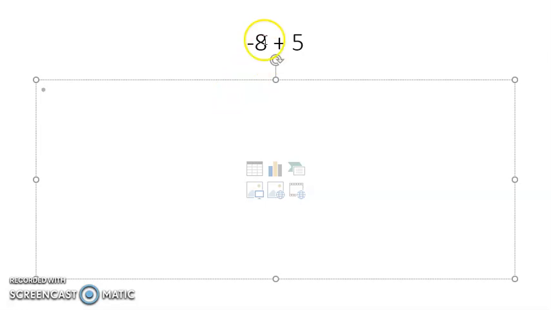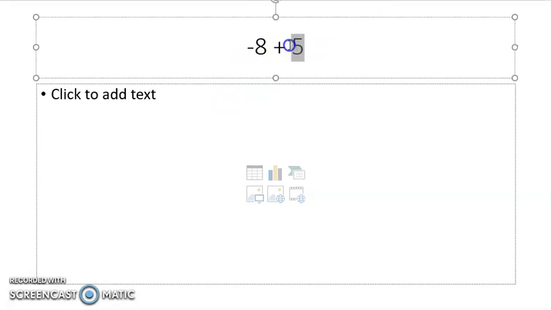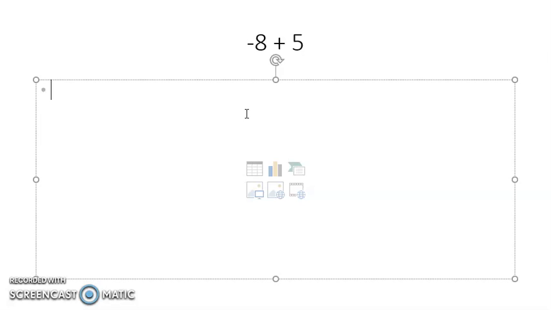Negative 8 plus 5, they are the different sign. This is a negative, this is a positive, so we're going to subtract. 8 take away 5. Well, 8 take away 5 is 3. The 8 is negative, so the larger one's negative, so my answer is negative 3.